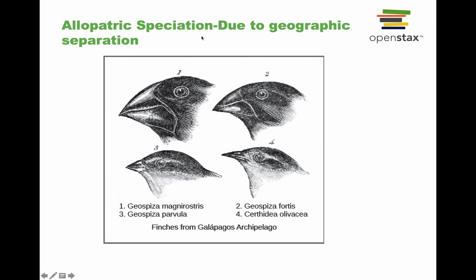A great example of that was the different species of finches that Darwin observed on different Galapagos islands. Even though they are descended from the same common species from the mainland, when they distributed to different islands, because they were exposed to different environments, after a while they diverged into different species.